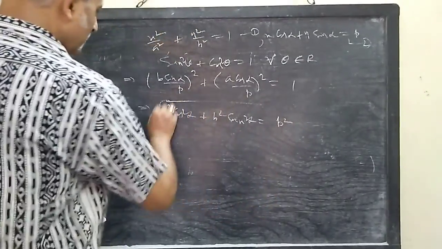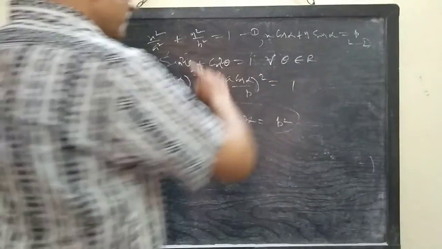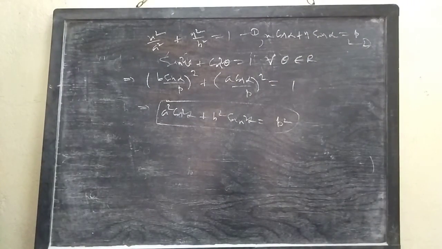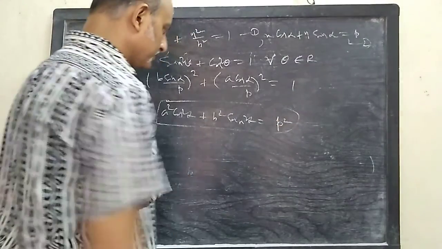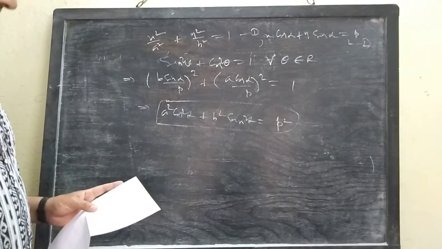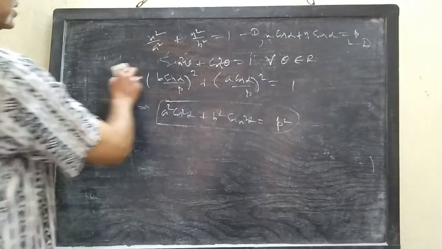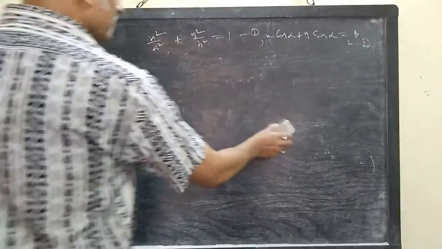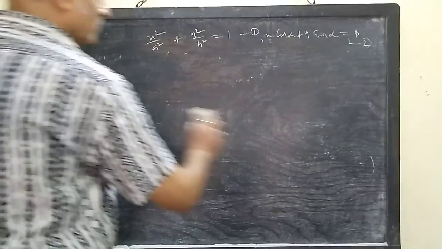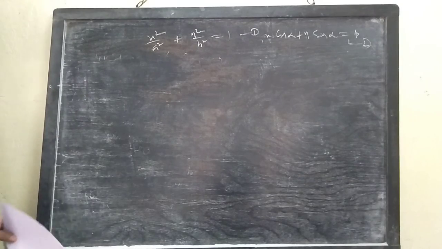This is the condition under which line 2 is a tangent to the ellipse 1. Okay, this is p square. a square cos square alpha plus b square sin square alpha equals to p square. This is the condition under which line 2 is a tangent to the ellipse 1. Next, let us find the condition under which line 2 is a normal to the curve 1. We will do in the similar way.